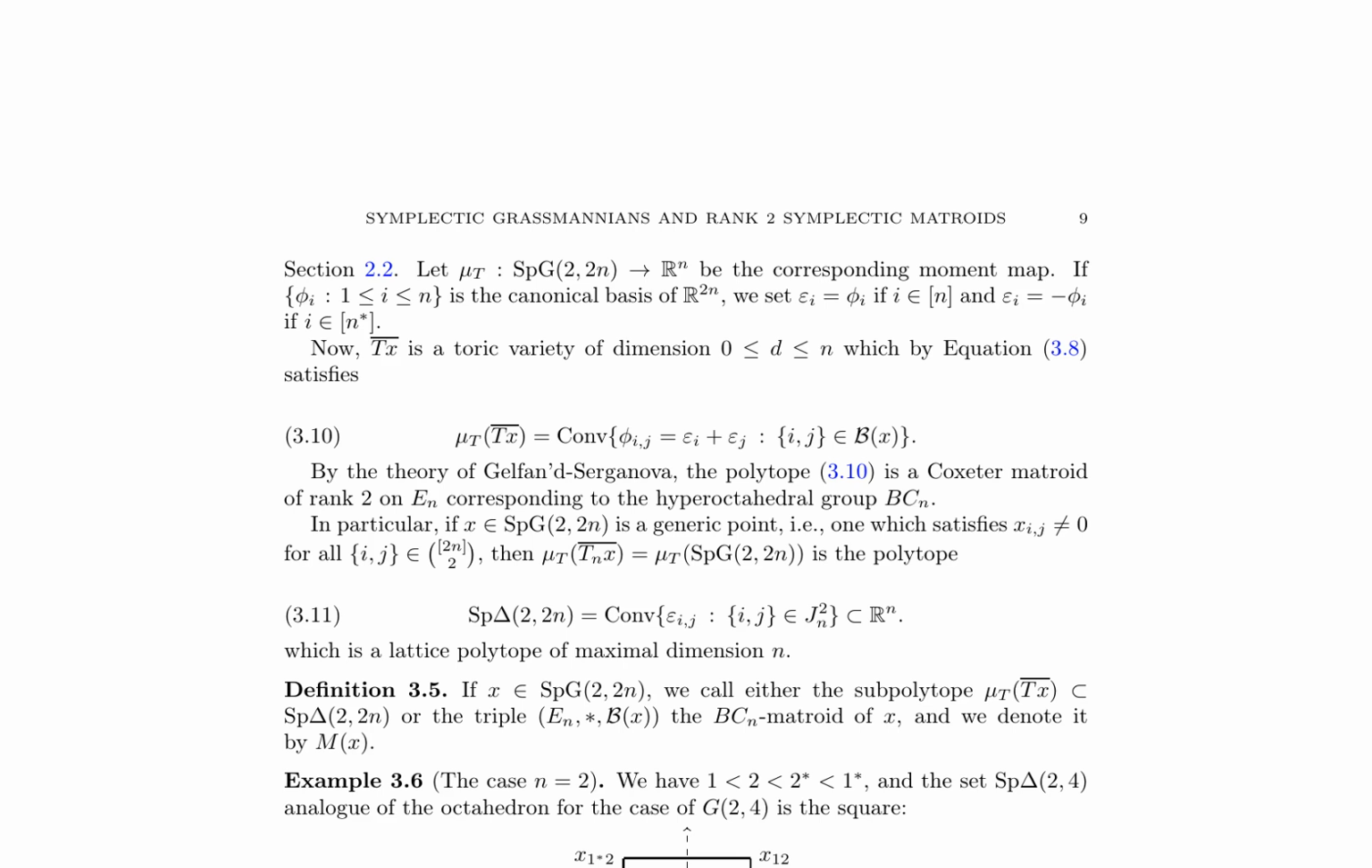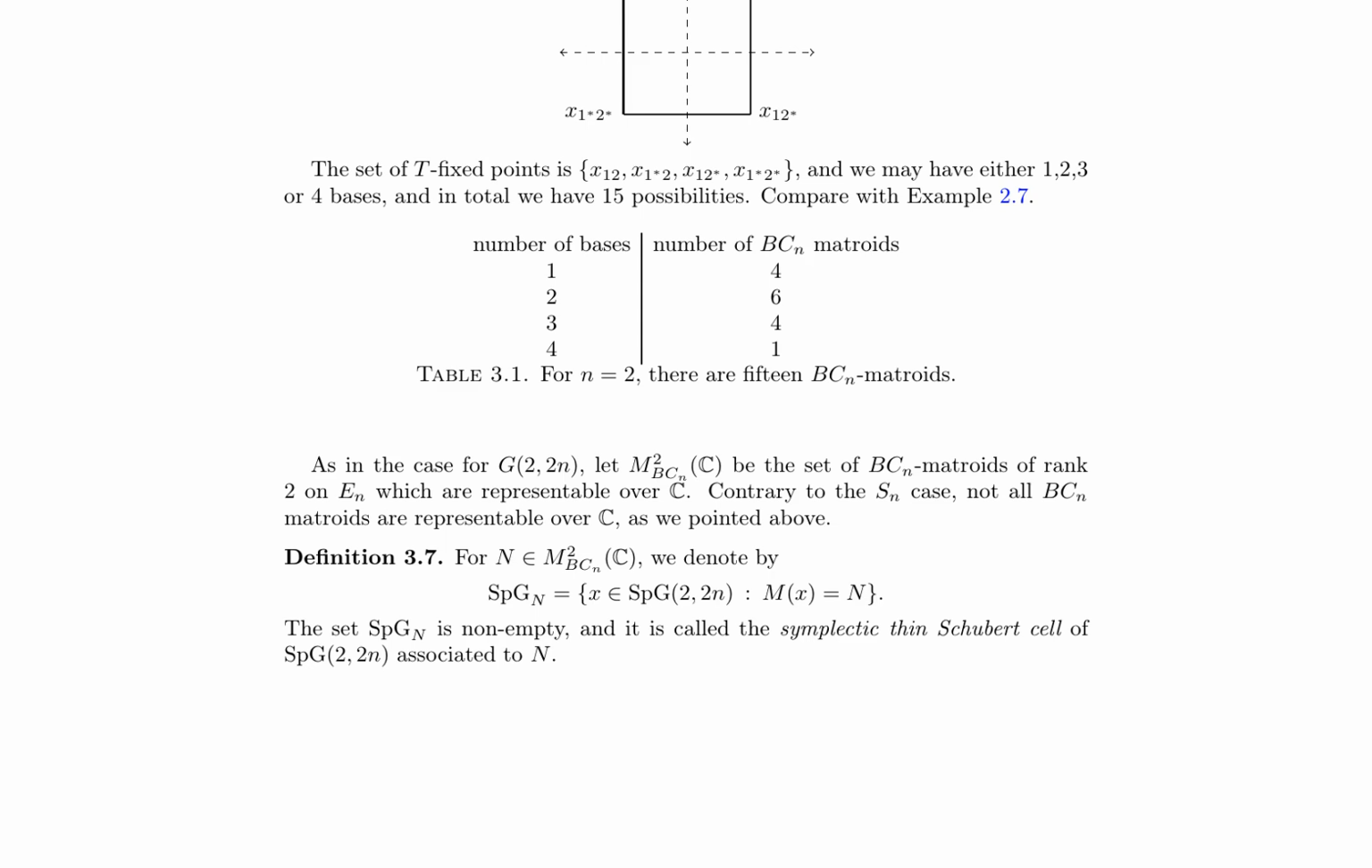The polytope SP(2, 2n) is introduced as a lattice polytope of maximal dimension n, representing the BC_N matroid of a generic point X in SPG(2, 2n). For the case n equals 2, an example illustrates the set SP(2, 4) as a square with 4 T-fixed points and 15 possible BC_N matroids, summarized in a table.